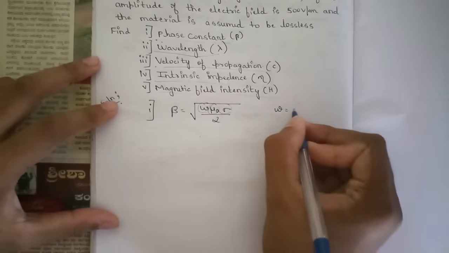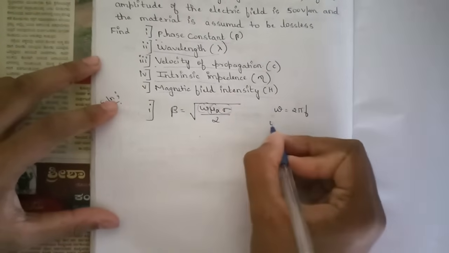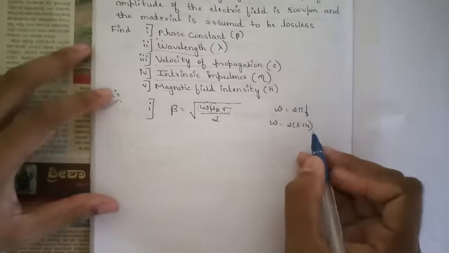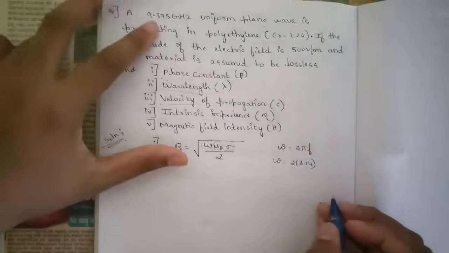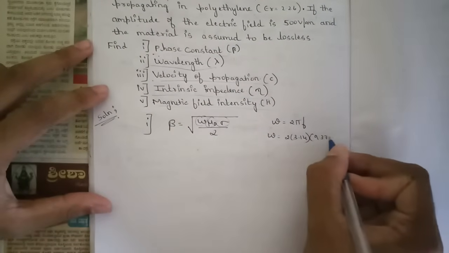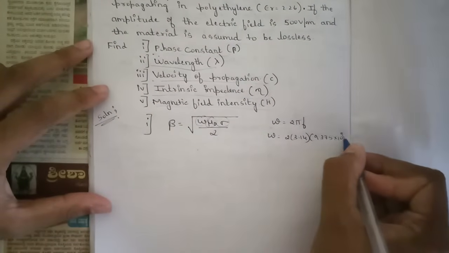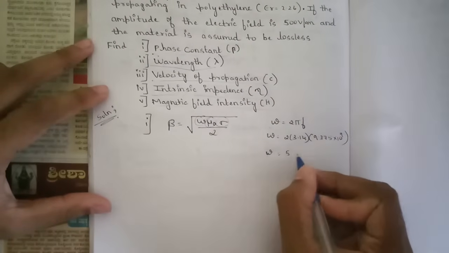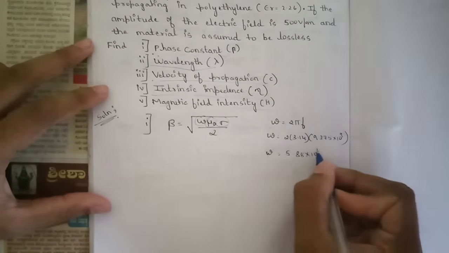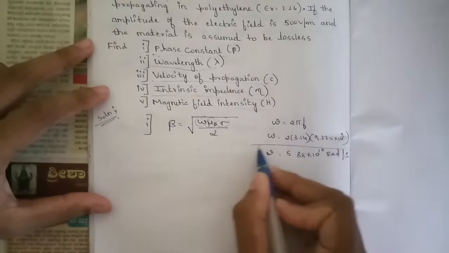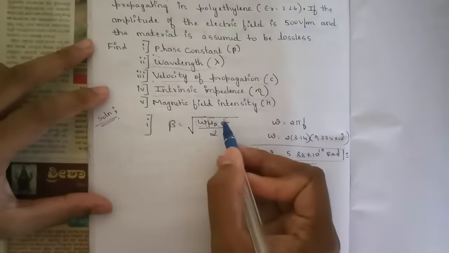So we know that the value of omega is equal to 2 pi f. So omega is equal to 2 into 3.14 into f. The frequency they mentioned is 9.375 gigahertz. So 9.375 into 10 power 9, giga means 10 power 9. So if we solve this, the omega value, we are getting it as 5.88 into 10 power 10 radian per second. That is its unit. So this is the value of omega.